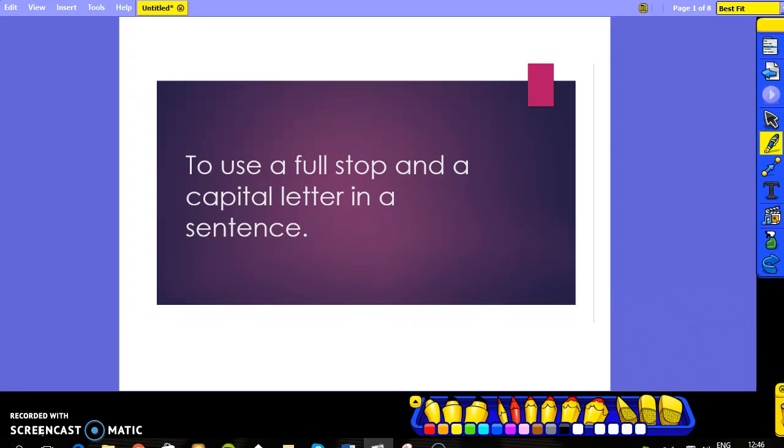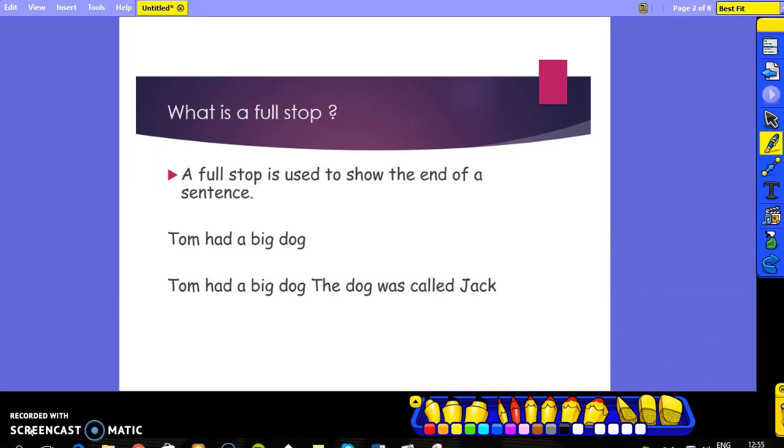This week we're going to be learning how to use a full stop and a capital letter in a sentence. So what is a full stop? A full stop is used at the end of every sentence to show that it is finished. So for example, in this sentence, Tom has a big dog, the full stop would go here.